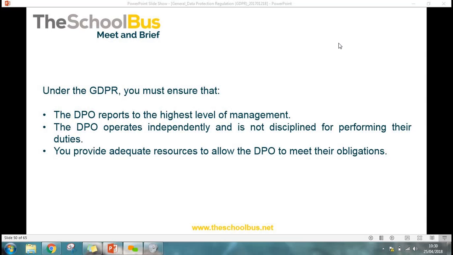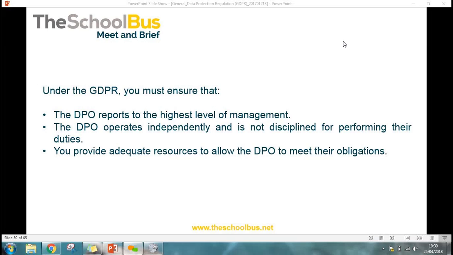Similarly, GDPR makes a very clear point: you can't discipline anybody for performing their DPO duties. So anybody that's wearing the mantle of data protection is confident that they can carry out their reporting and highlight any weaknesses in the system without fear that they'll be disciplined as a result of doing so.